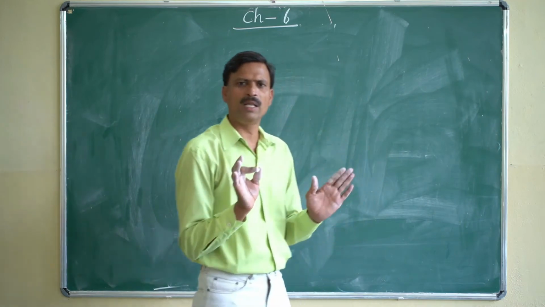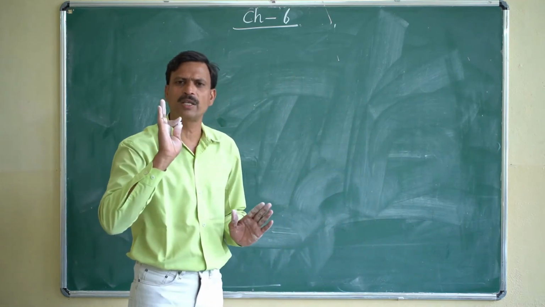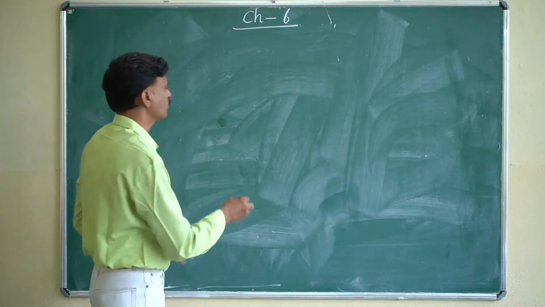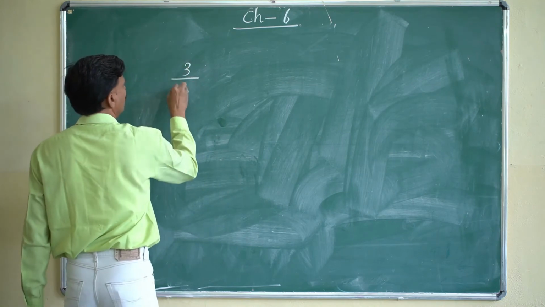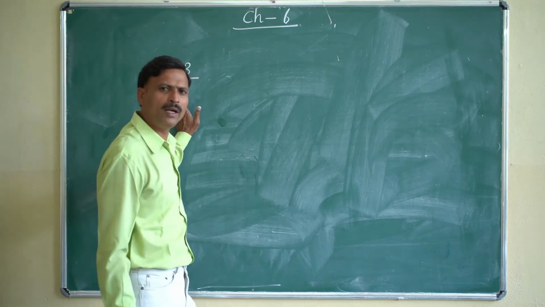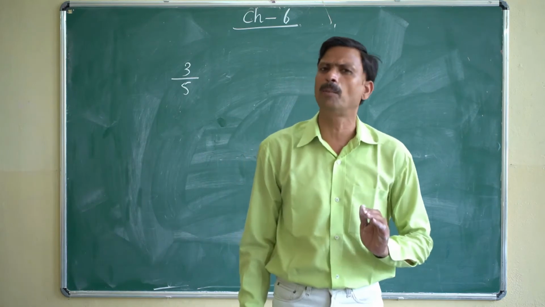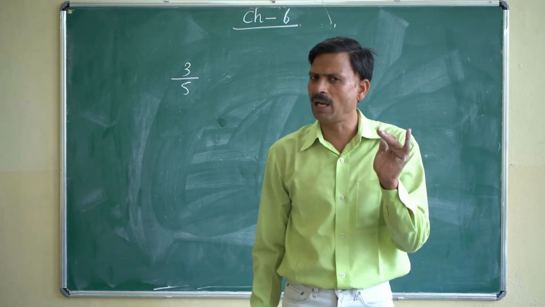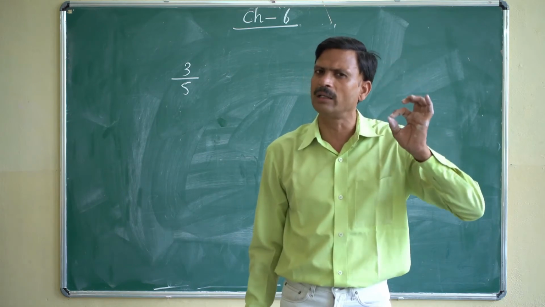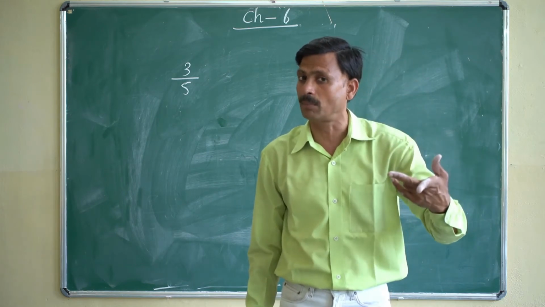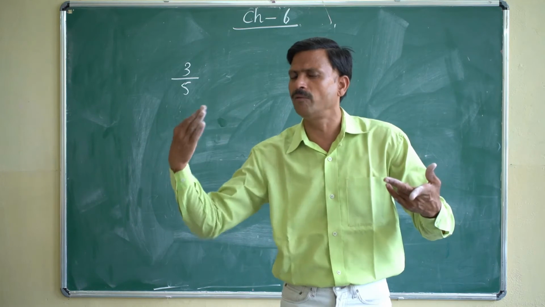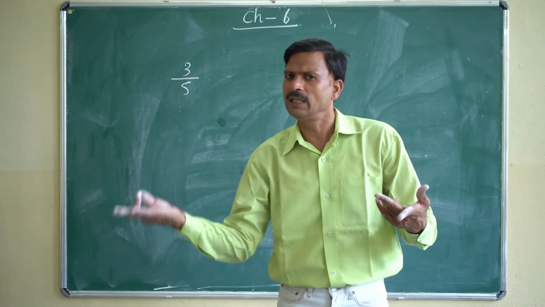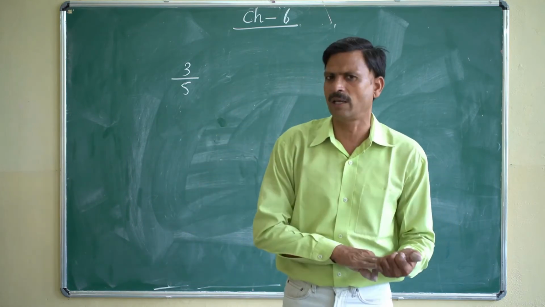Suppose one fraction is given. The fraction is, suppose, 3 by 5. I am taking a general number, 3 by 5, and you want to find the equivalent fraction of this 3 by 5. So you multiply the numerator and denominator by the same number, and whatever new fraction you get will be the equivalent of the given fraction.